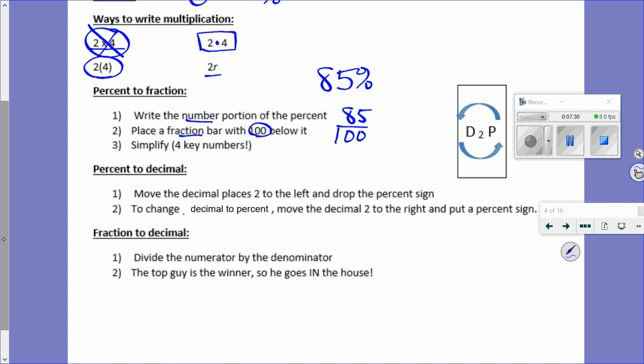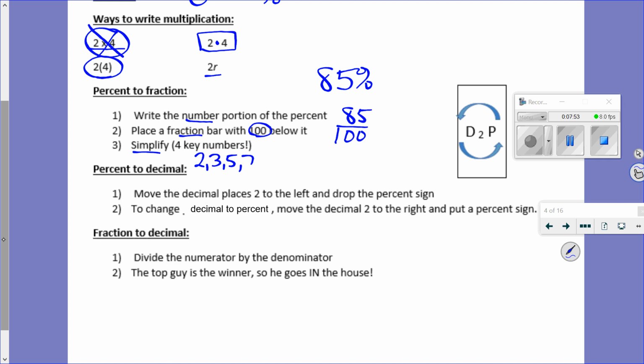And then we simplify using our 4 key numbers. How many of you have gotten your 4 key numbers down? 3 of you? That's not so good. Okay, what are the 4 key numbers? 2, 3, 5, and 7. Good. So if you still don't have that, please write it into your notes again. Because this is what makes simplifying easy.